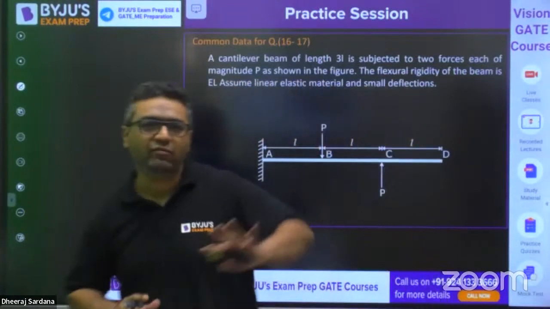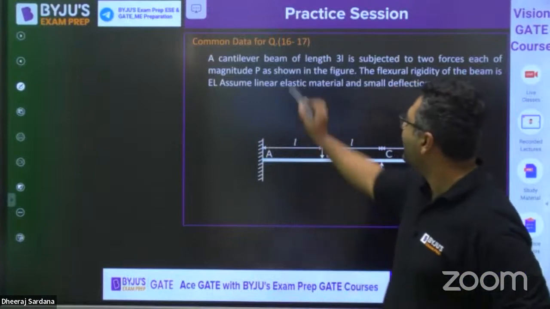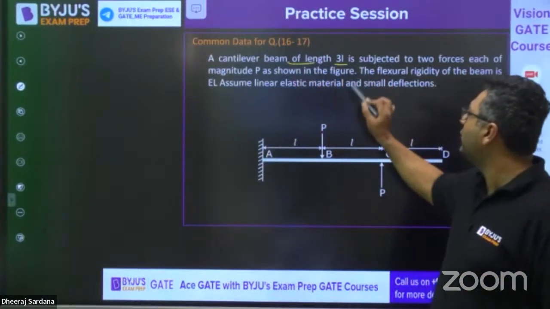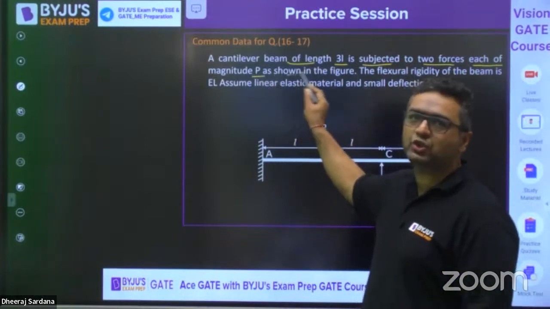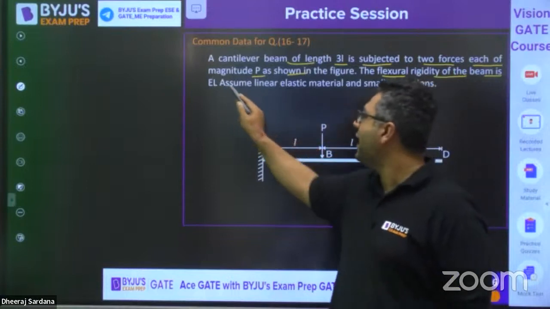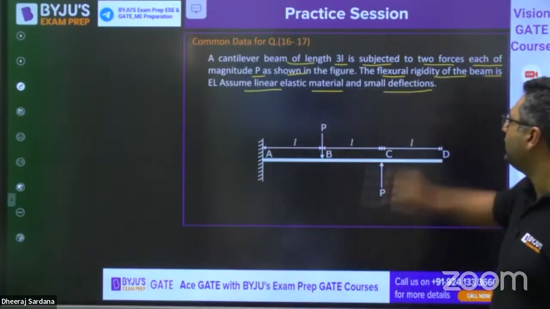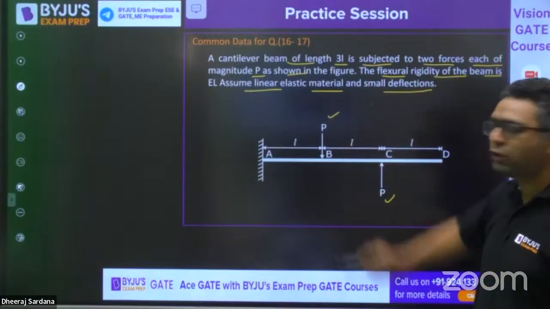Now we are having 5 more questions left, out of which 2 are homework for you. Okay. So a cantilever beam of length 3L is subjected to 2 forces, each of magnitude P as shown in the figure. The flexural rigidity of the beam is EI. Assume linear elastic material and small deflections. So my dear, this is load P, this is load P.